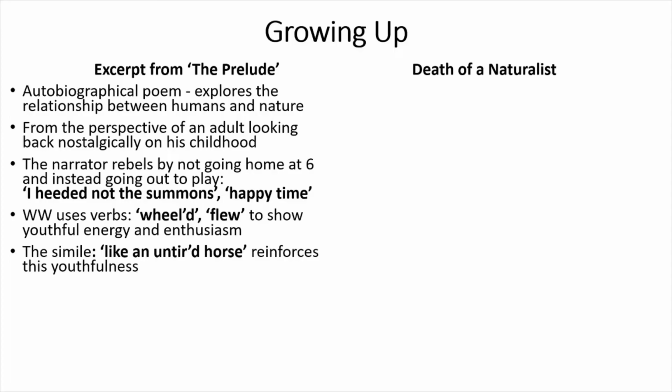Now, in the first section of this poem, Wordsworth uses an extensive range of verbs such as wheeled and flew to show this sense of youthful energy, exuberance and excitement. And this simile here, like an untired horse, reinforces this sense of youthful enthusiasm and energy. And notice how this simile also connects humans with the natural world, in this case horses.